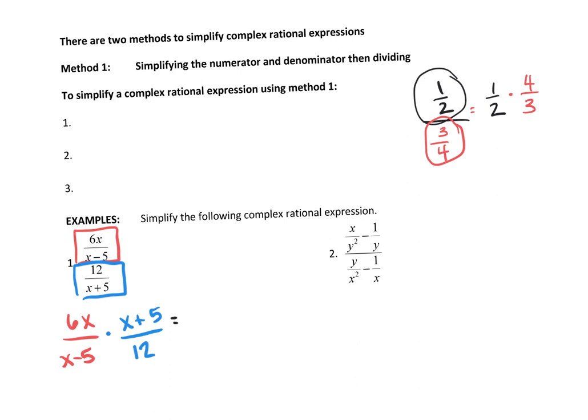So notice here, in particular, this 6 and this 12, they have something in common. They both have a 6. So if I divide the 6 by 6, I get a 1. Divide the 12 by 6, I get a 2. I would want to try to cancel out these terms here, but they don't cancel. So now I'm just going to multiply across. I'm going to leave the factors in terms of what they are. So I have x times x plus 5 over just 2 times x minus 5. So here is this particular problem reduced.